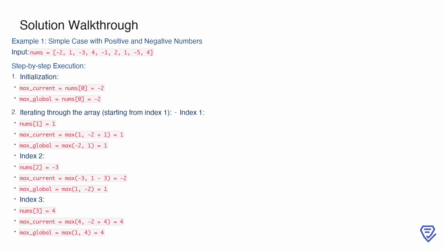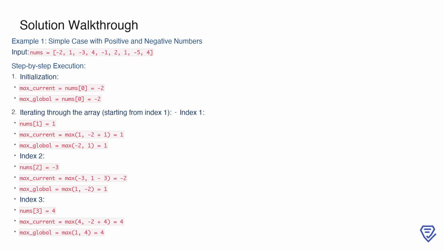In this example, we are given a mix of positive and negative numbers in the array nums. The goal is to find the contiguous subarray with the maximum sum. We start by initializing two variables, max_current and max_global, both set to the first element of the array, which is -2. These variables will help us keep track of the maximum sum of the current subarray and the overall maximum sum found so far, respectively.